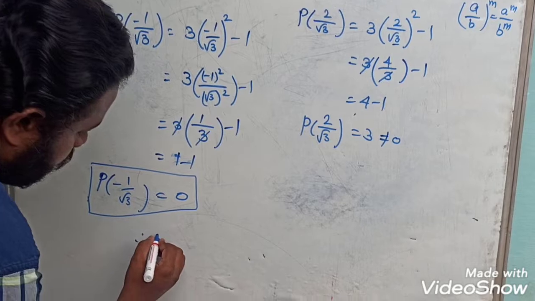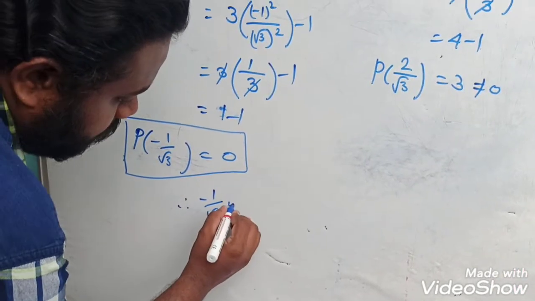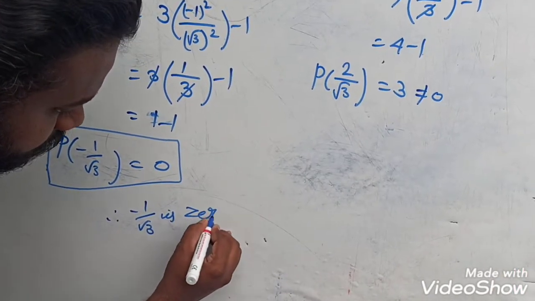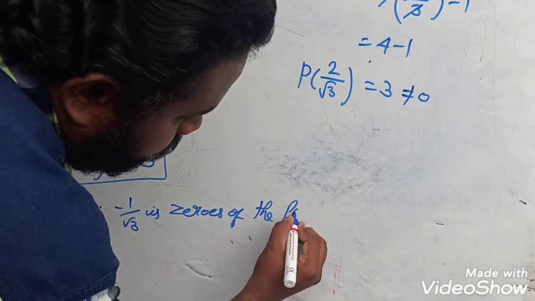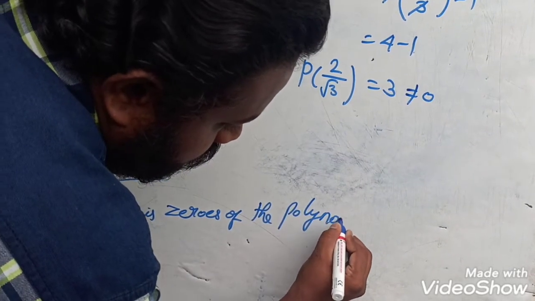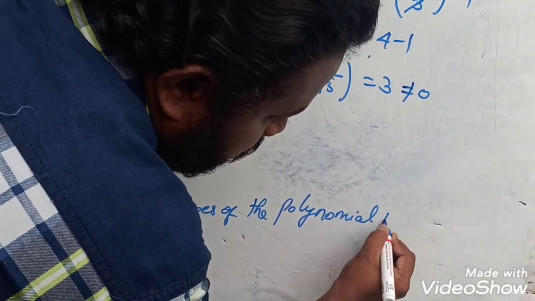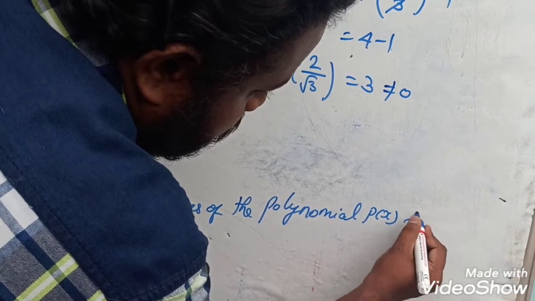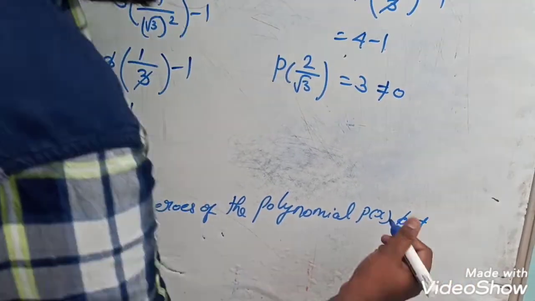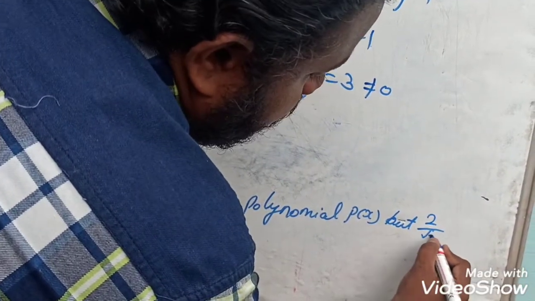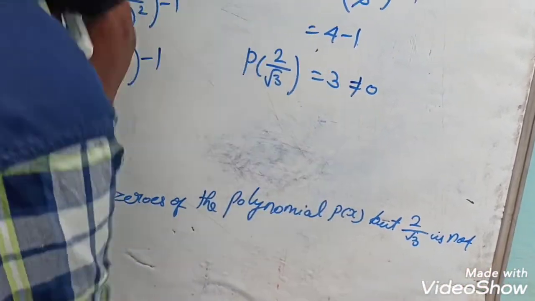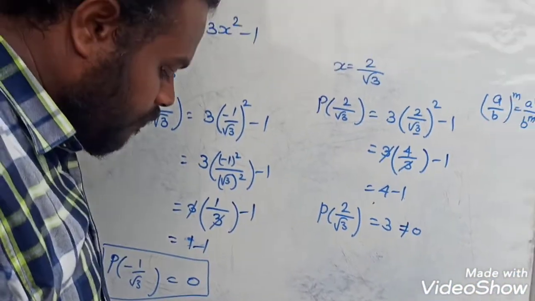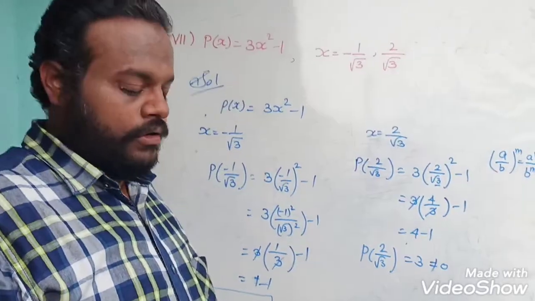Therefore, minus 1 by root 3 is a zero of the polynomial given expression P of x, but 2 by root 3 is not, because it's not equal to 0. Next we move on to Roman letter 4.